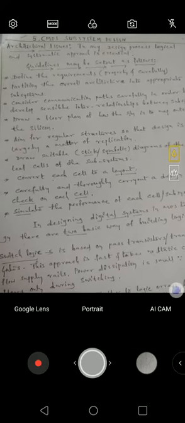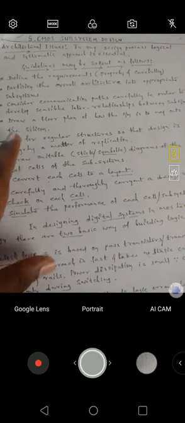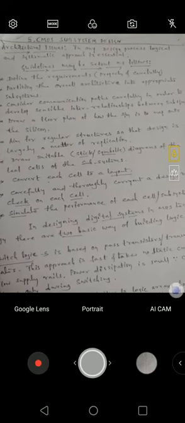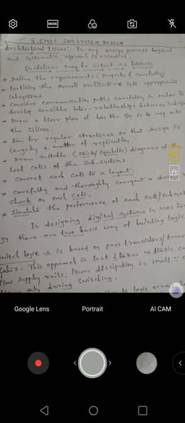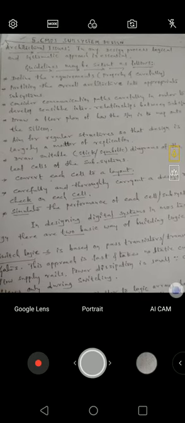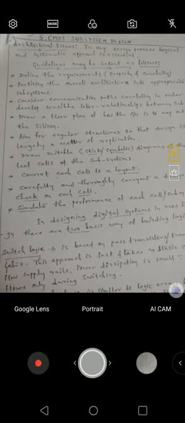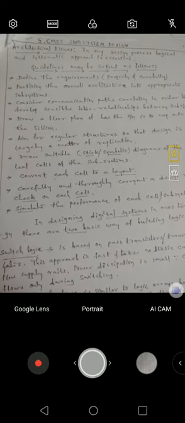Next, consider communication paths carefully in order to develop sensible interrelationship between subsystems. Then draw a floor plan of how the system is to map onto the silicon. Next step is to draw the schematic circuit. Then draw the suitable stick diagrams of the leaf cells of the subsystem.